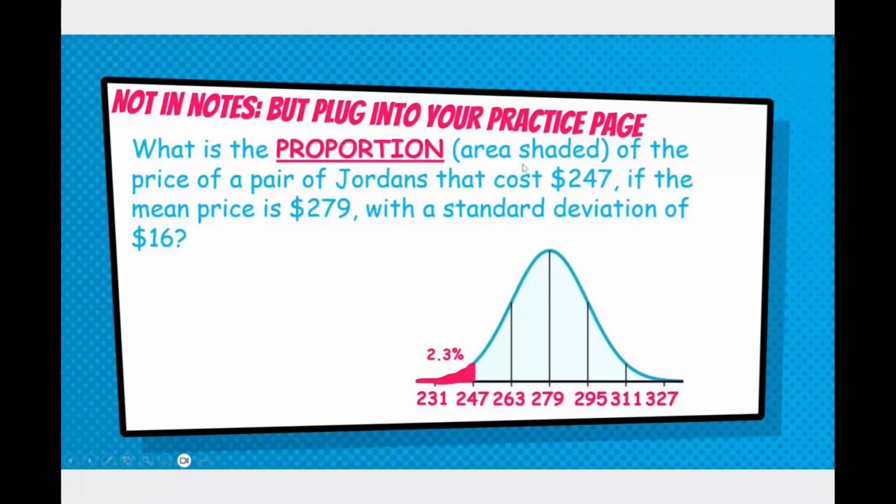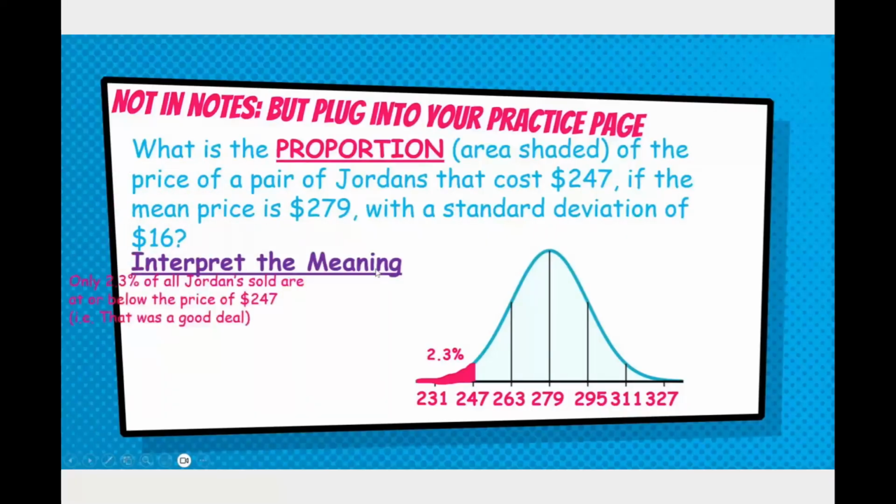Okay, this is not in your notes, but I'm going to go back to the Jordan example because we talked about this the other day. Now I'm going to ask, what is the proportion of pairs of Jordans that cost $247 if the mean price is $279 and the standard deviation is $16? This is just to put everything in perspective. So interpret the meaning of what that is.